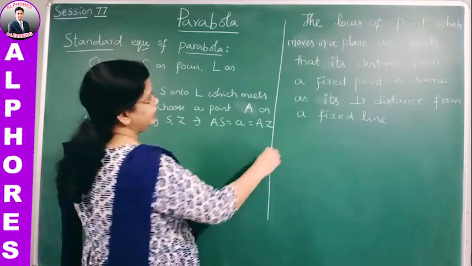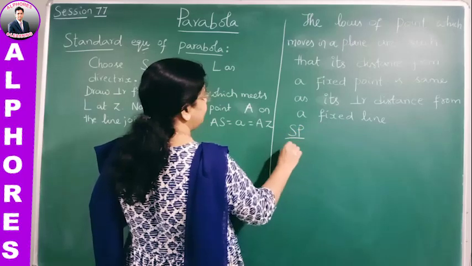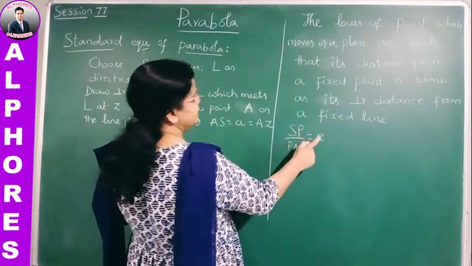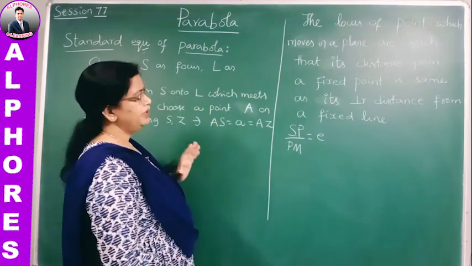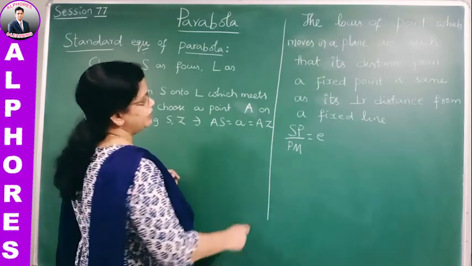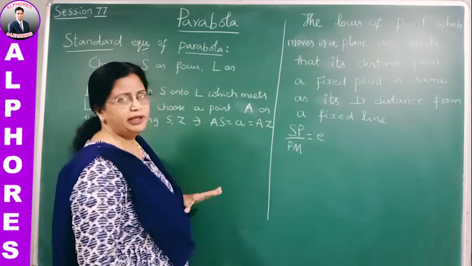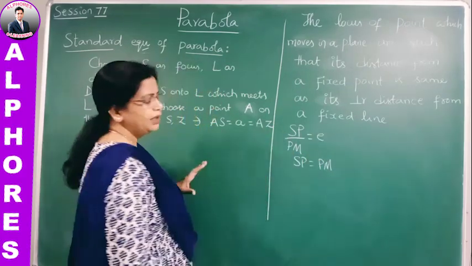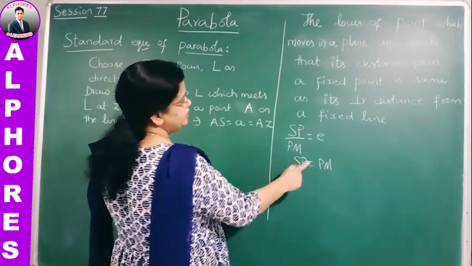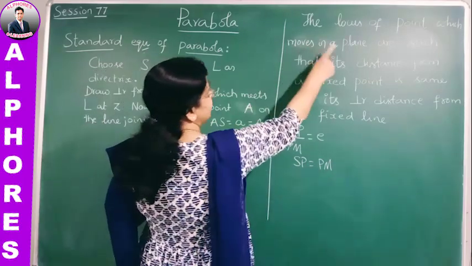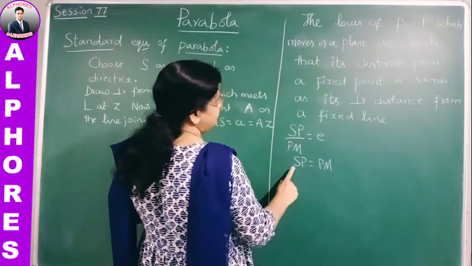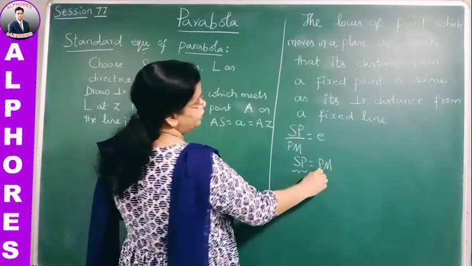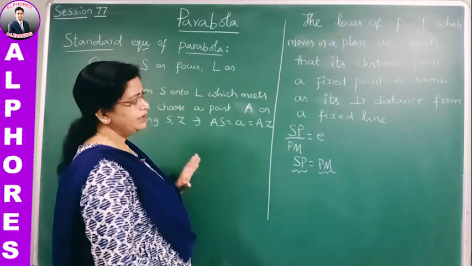In that definition, SP divided by PM gives a value, and this value is E. Understand? Suppose this E value is exactly 1. Then we can consider SP equal to E times PM, and thereby SP equals directly PM. Understand students? SP is just PM. Now SP equals PM means the locus of a point which moves such that its distance from a fixed point is the same as its perpendicular distance from the point P onto its directrix. So both the values are one and the same.